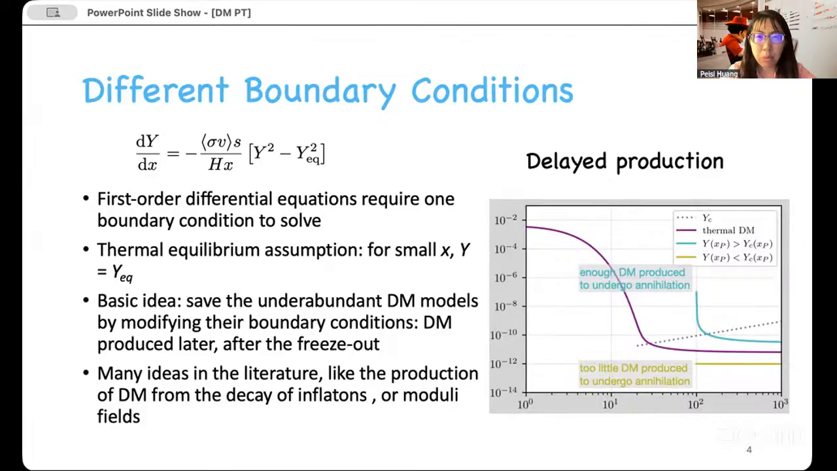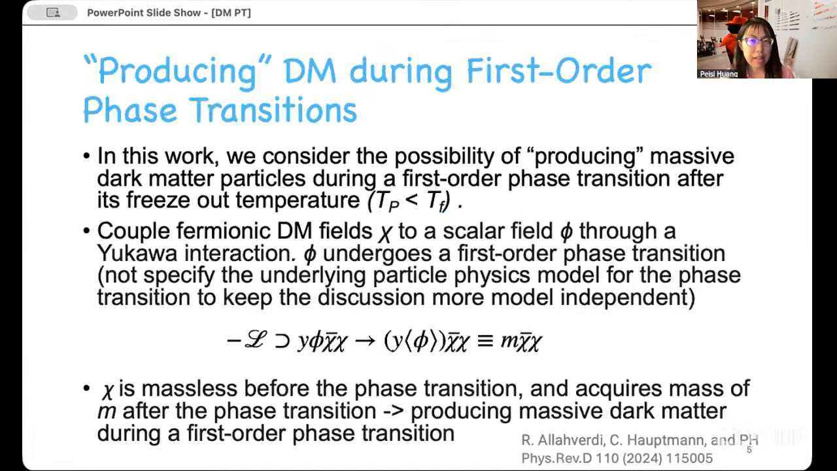So in this work, we consider another possibility of producing the massive dark matter. Here we consider producing them through a first order phase transition after its freeze-out temperature. To do that, we couple the fermionic dark matter field chi to a scalar field phi through a Yukawa interaction. And the scalar field phi undergoes a strong first order phase transition.